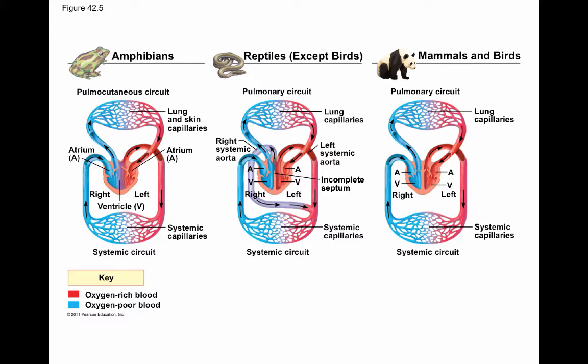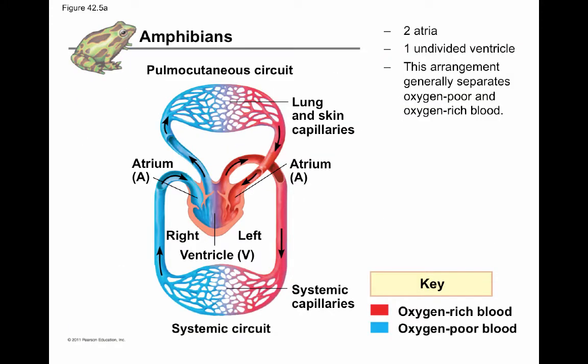So here are three major types of hearts of double circulation. The first one is the heart we see in amphibians. So this amphibian heart is three-chambered. So you do see that it has both deoxygenated and oxygenated blood. There's a little bit of mixing because there is only one ventricle.